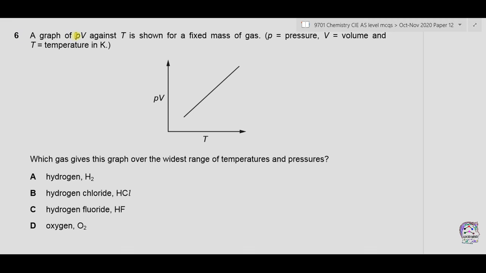Question 6. A graph of PV against temperature is shown for a fixed mass of gas. P is pressure, V is volume and T is temperature in Kelvin. Which gas gives this graph over the widest range of temperatures and pressures? This graph shows the relation between pressure, volume and temperature.